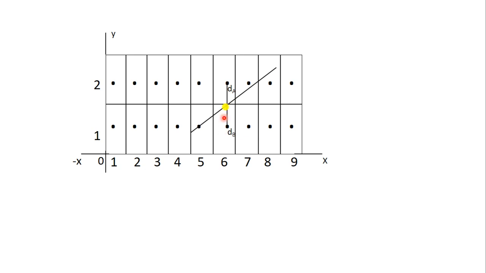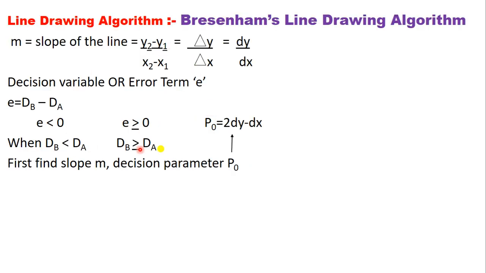Now I have to check among the two pixels which has the less distance to this pixel. Okay, so for that I have written all these things. So first I have to find out the slope. This m is called the slope.